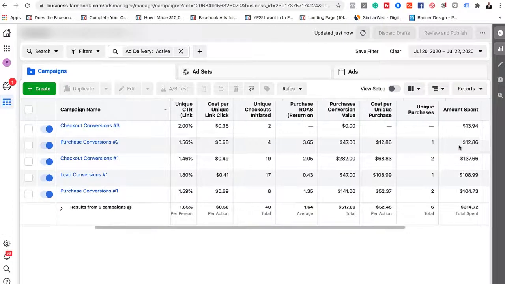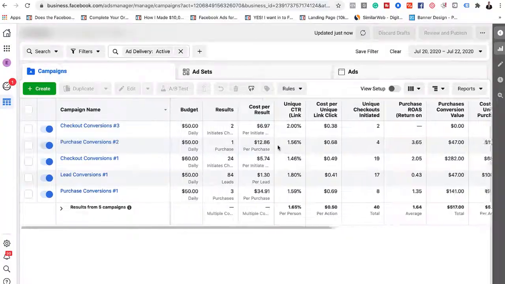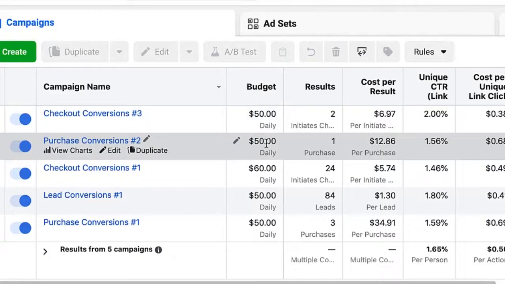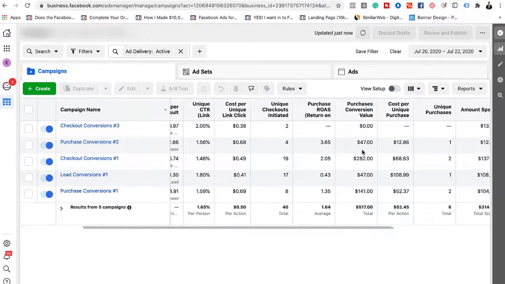Now what I'm going to do, if this gets another purchase, I'm also going to go ahead and start vertically scaling this one. So this one's $50 per day. I'll go ahead and increase the budget to $60 per day. Now, additionally, this isn't what this training is about, but I want to go ahead and show you guys.